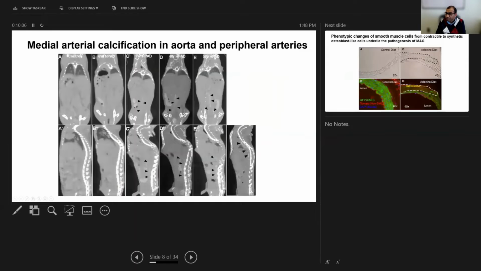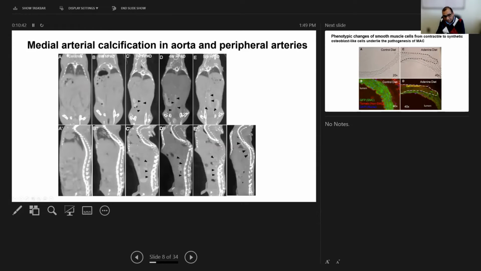The advantage of this model is that we have developed a protocol by which we can follow the disease progression in a live animal. We can simply put the mice on the diet and keep repeating and follow the mice by micro-CT analysis. At the beginning, this is a control mouse. This is the mouse that's being treated with adenine diet. At 6 weeks of treatment, as you can see, it starts to increase. As we go along the treatment, you can see the arteries start to calcify. You can see nice abdominal calcification of these arteries here.